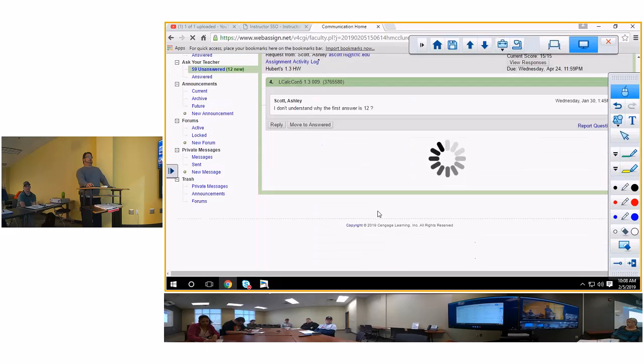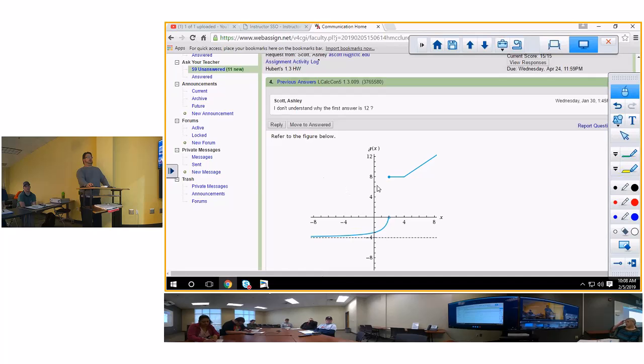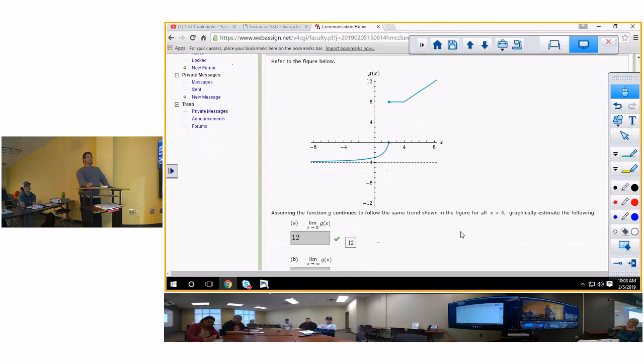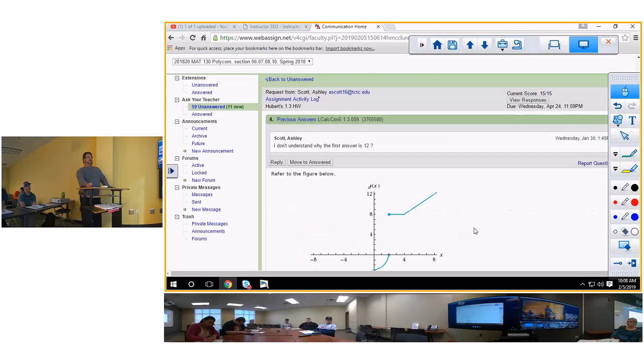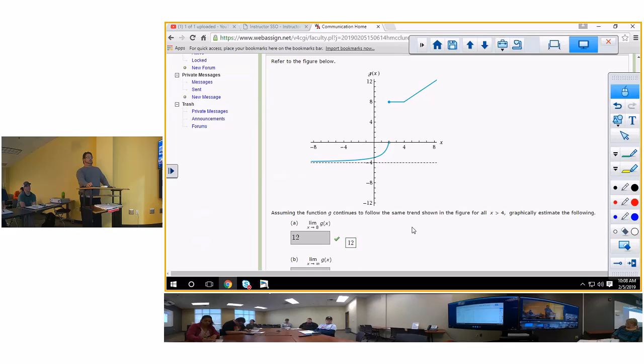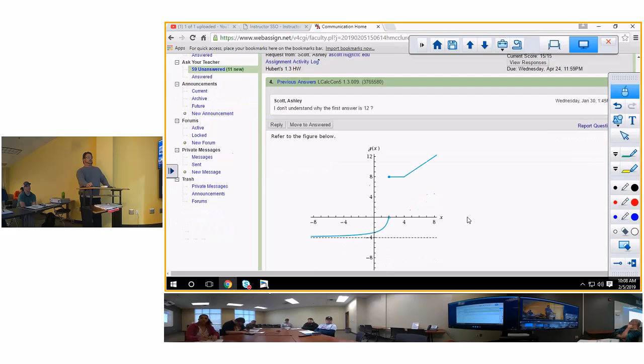1.3. Oh, I hate piecewise functions. I don't put them on the test very much. Okay, what is this thing saying? Refer to the figure below. Assuming the function g continues, I guess the whole function is g, with the same trend. Let's just forget about this, okay? Let's go to the graph and let's see what this thing's doing.